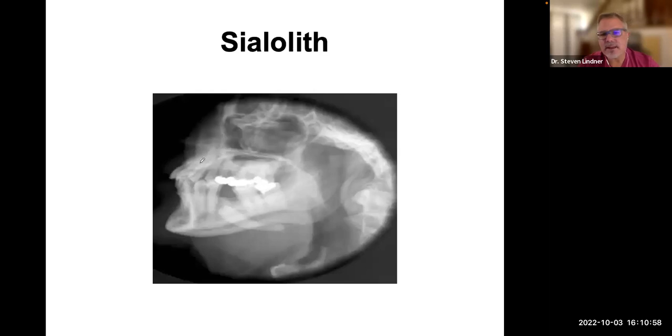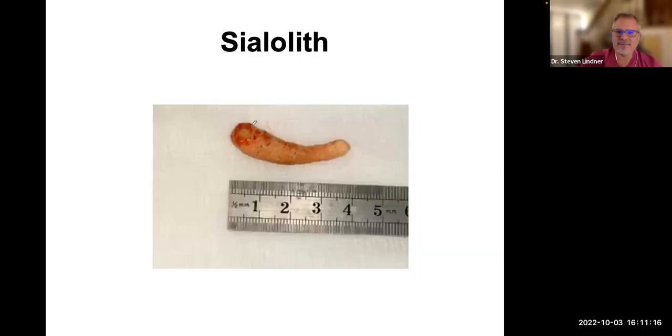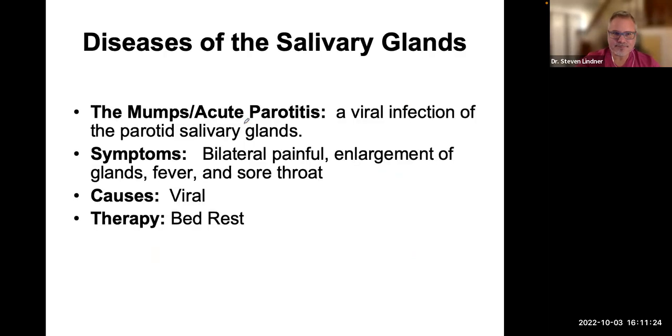But you can see here's the maxilla, here's the mandible, and right here, we see something forming. You can see they're pulling it out right here. It's the removal of a salilith. Look at that. It's blocking the salivary ducts.